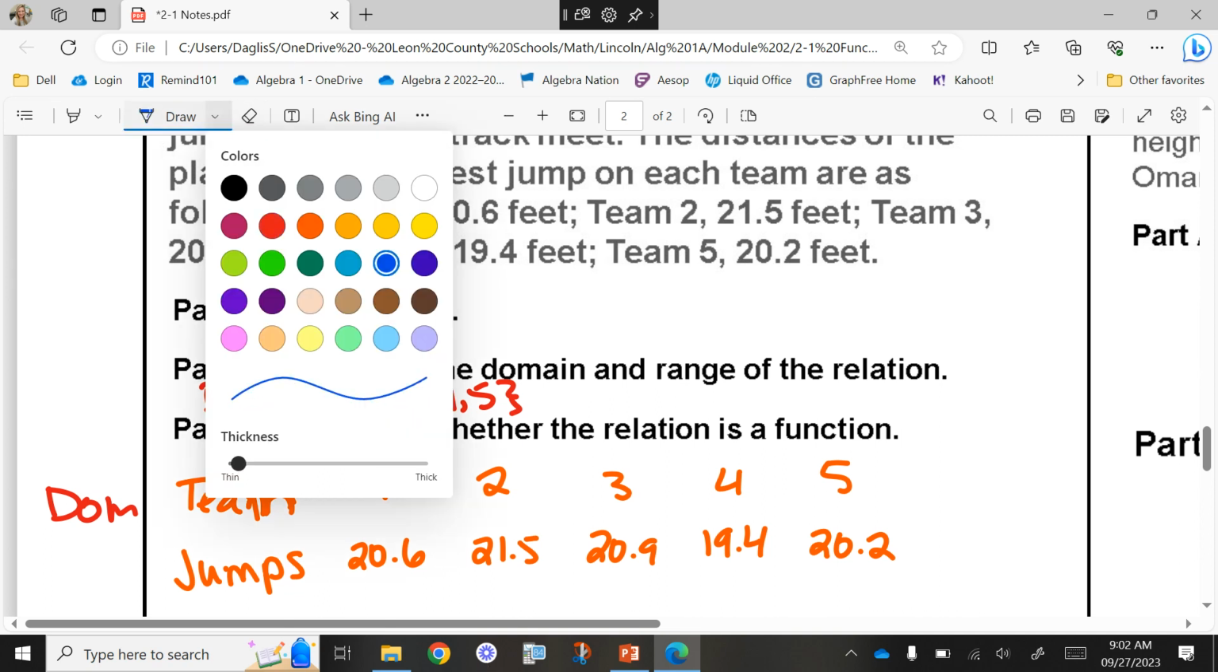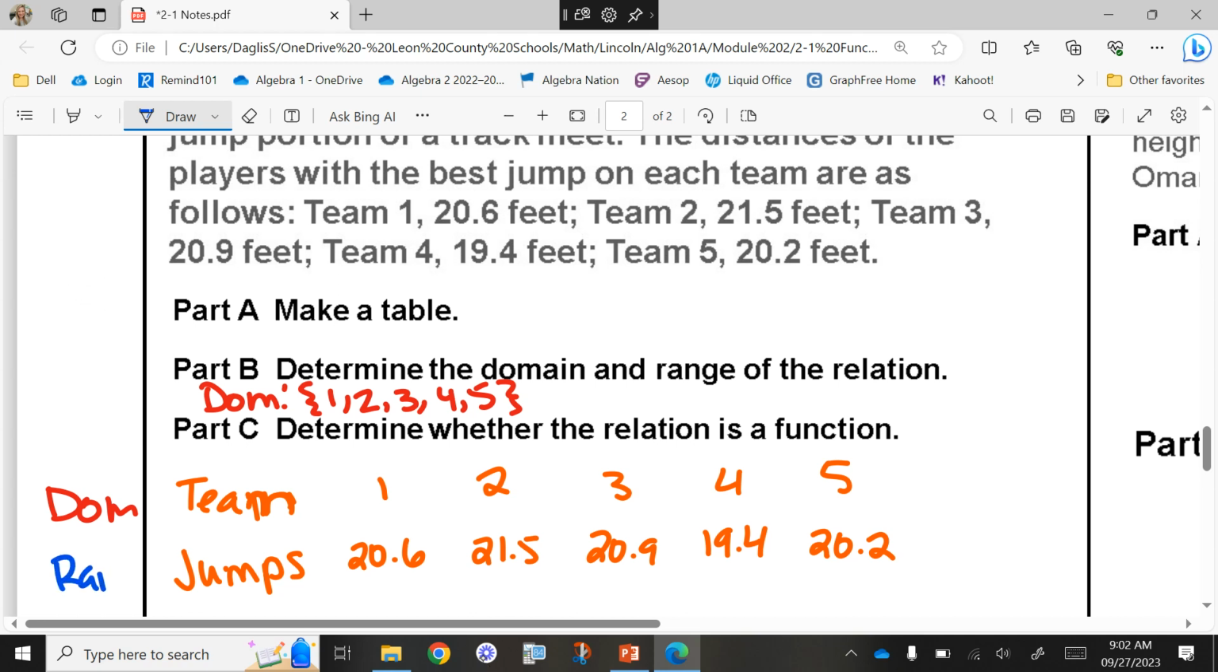And then our range is going to be their jumps. So to list the range, we're going to list the jump distance. So we're going to have 20.6, 21.5, 20.9, 19.4, and 20.2. So when it wants you to list the domain and range, literally just list the numbers out. Okay, just the x's for your domain, just the y's for your range.